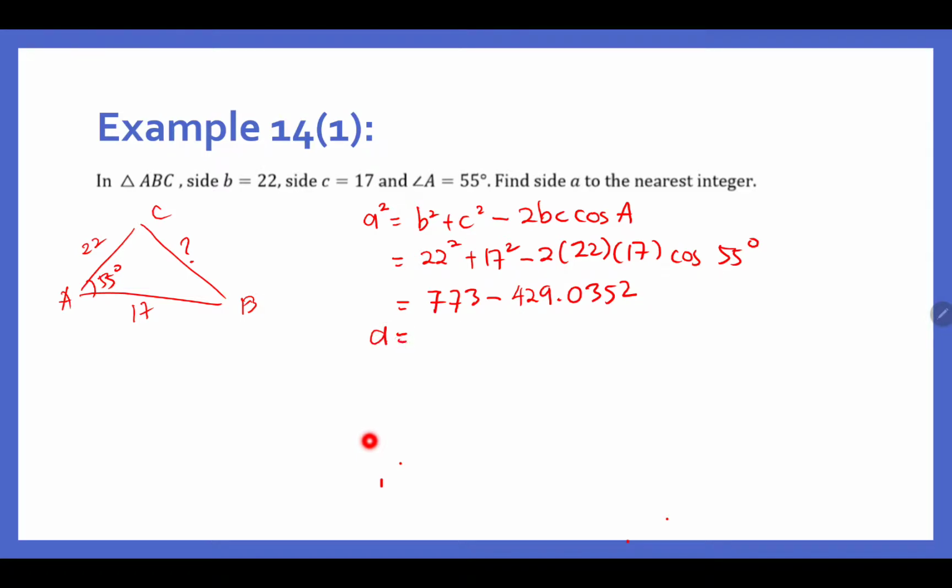Okay, we take the square root of A. A is the square root, which means positive and negative values, but we take the positive number only, which is 18.5463. Since it asks for the nearest integer, we take the answer 19. Okay, this is a simple application of the law of cosine.